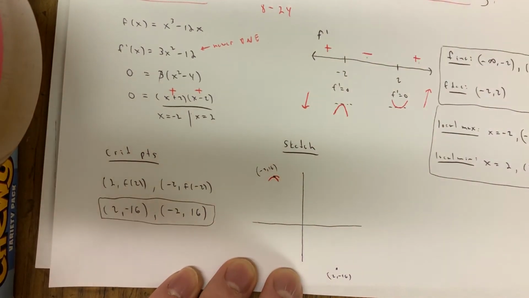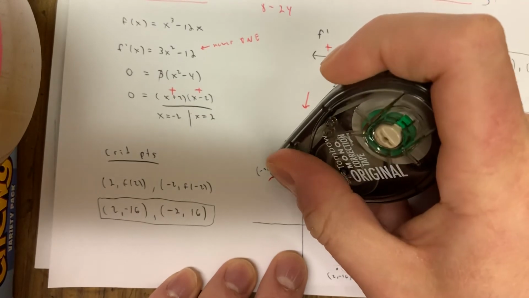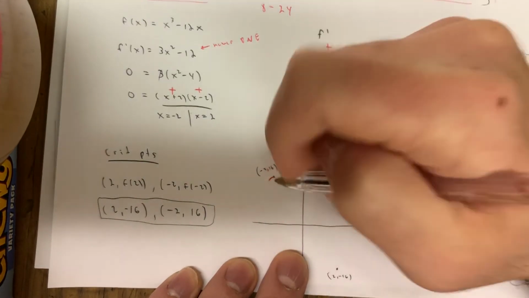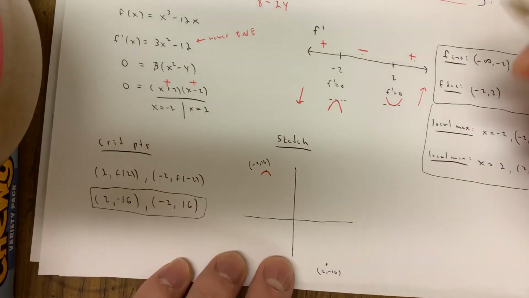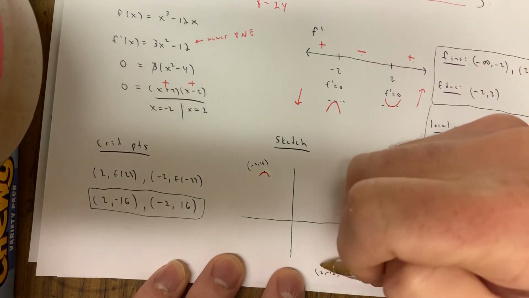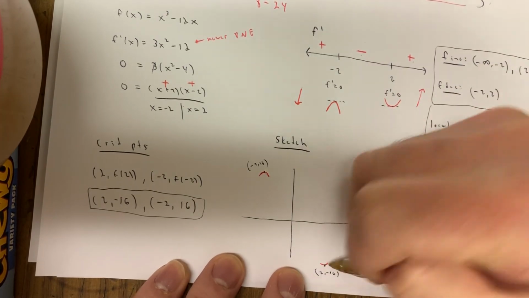Wow, that's drawn terribly. Okay, but don't worry, we got white out here. We got an eraser on the whiteboard. And then also at 2, negative 16, we know this thing's going to bottom out. There's going to be a local min.